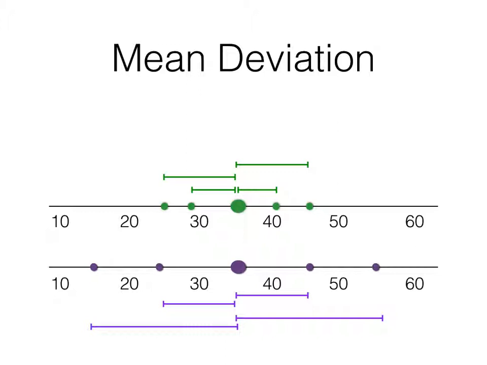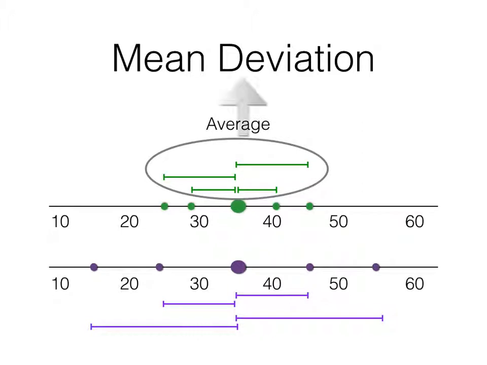If we get an average for the green deviations or distances, we have what is called the mean deviation. If we get an average for the purple deviations or distances, we have the mean deviation for that data set. You can see that visually the mean deviation for the green data set is going to be smaller than the mean deviation for the purple data set.